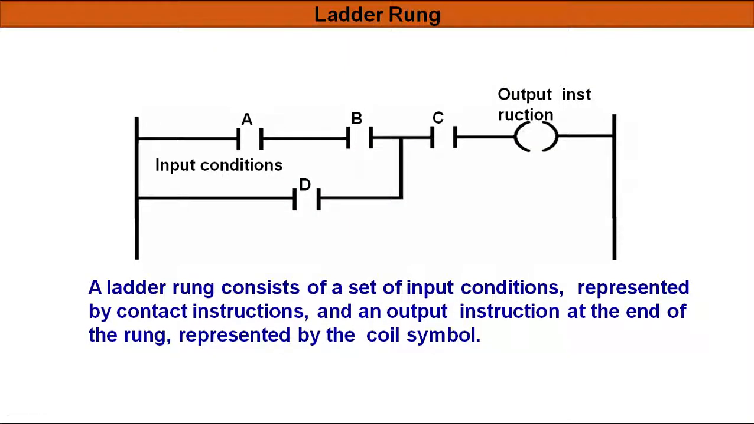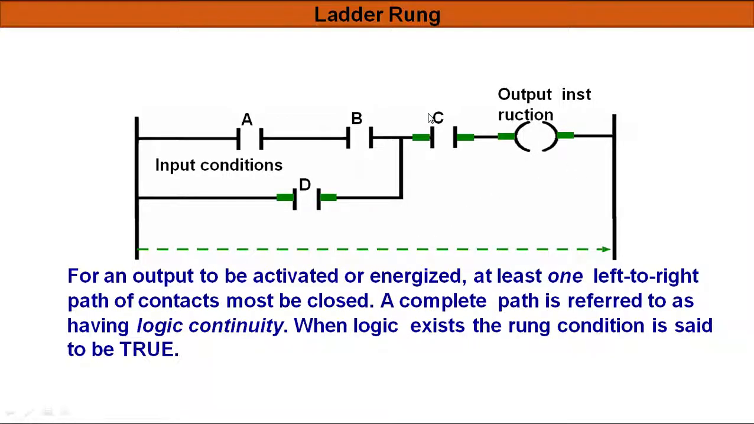A ladder rung consists of a set of input conditions represented by contact instructions and an output instruction at the end of the rung, represented by the coil symbol like this. This is the input instruction and output instruction.